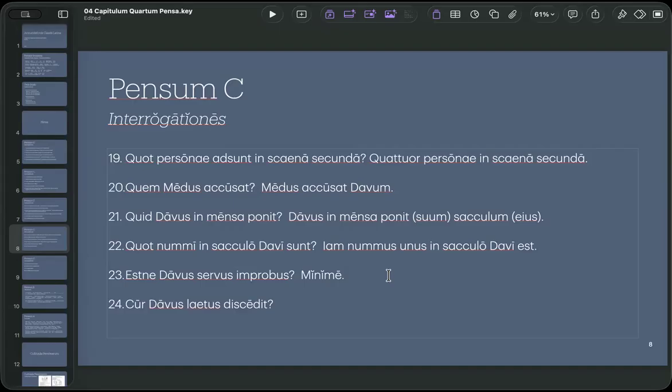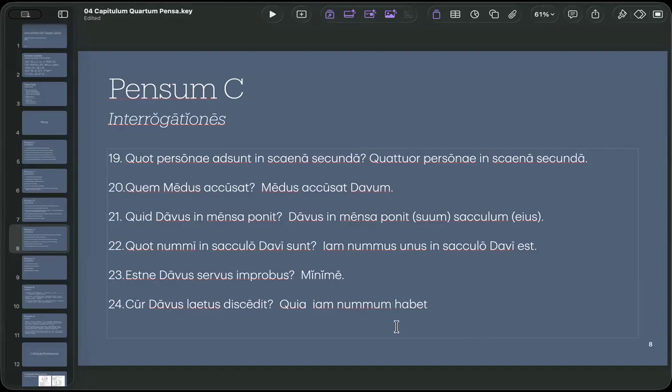Minime. Cur Davus laetus discedit? Quia iam nummum habet. Did you say nummus habet? Well, that means because the coin has. Ah, so it would be nummum.